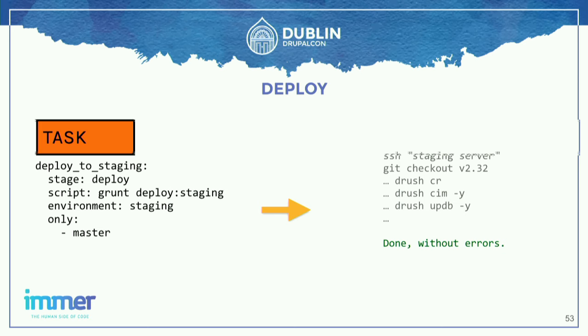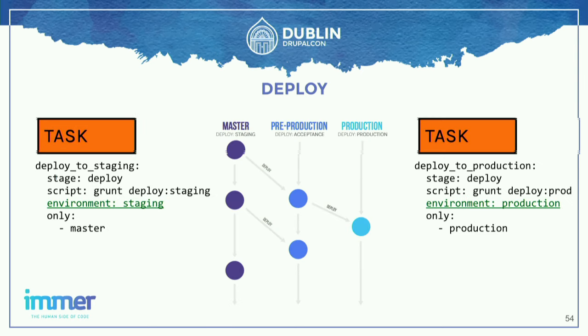So you also see here the environment, double colon, staging, and the only master. So that means that this task is mapped to a certain environment, in this case the staging environment, and that this task will only run on a certain branch, in this case the master branch. So via this mechanism you can have a branch mapped to an environment, which you also see here.